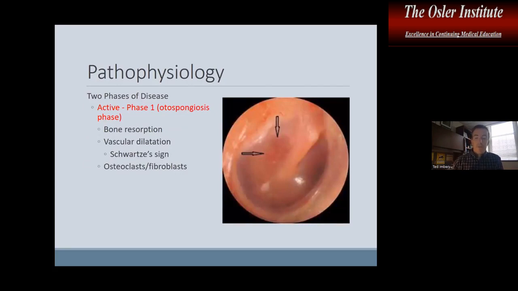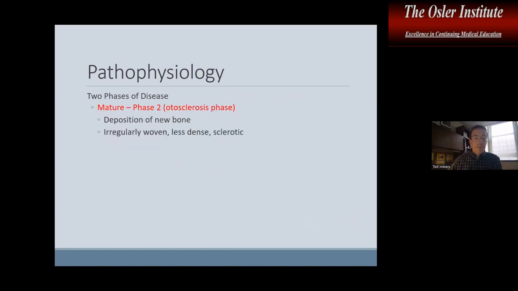So what is happening? There are two phases of disease in otosclerosis. There is the active otospongiotic phase, where there's bone resorption and vascular dilation, and clinically you may see this as a short C sign. That is pathognomonic for otosclerosis. I personally have never seen it, but maybe with continued practice you'll see it, but it's pretty rare. The second phase is the mature otosclerotic phase, where there's deposition of new bone, which is irregularly woven, more sclerotic and less dense.